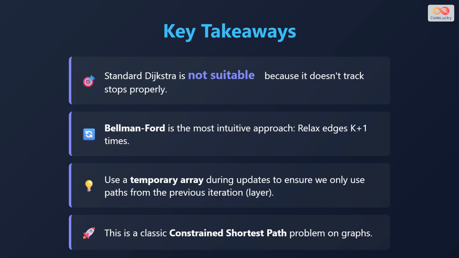To summarize, remember that standard shortest path algorithms fail here because of the stops constraint. The Bellman-Ford logic of iterating k plus 1 times is the most intuitive solution. Always remember to use a temporary array during updates to simulate the layers of the graph correctly.